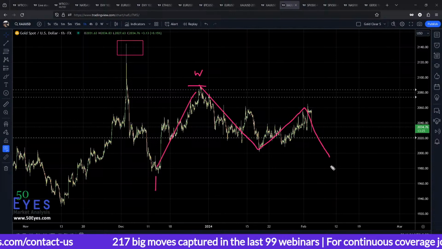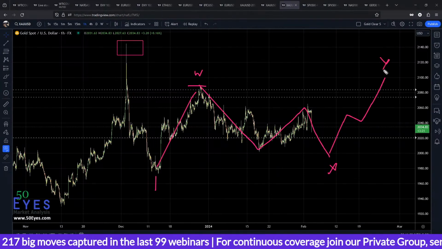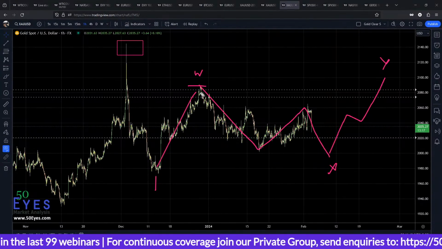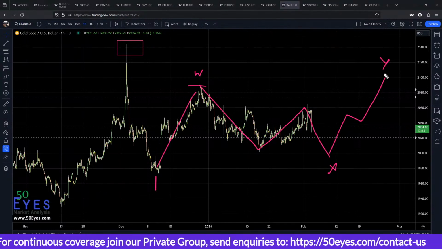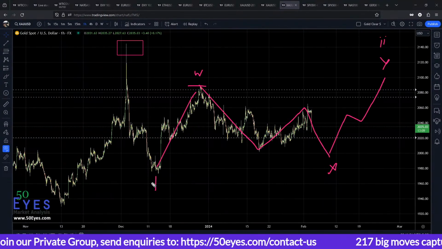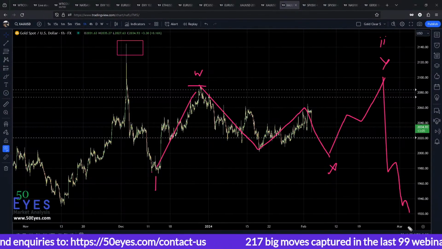It's better if I draw it. This is the kind of expectation I have, right? That this is forming a complex here. W up, X down, and Y up, right? And then it will complete the two here. And then it will head down for the three. It's a very far-fetched story.